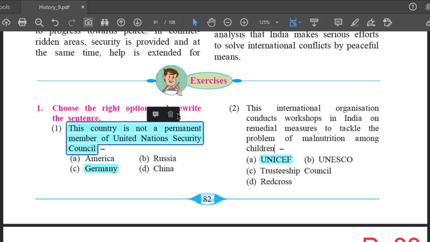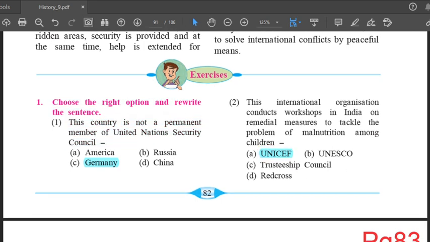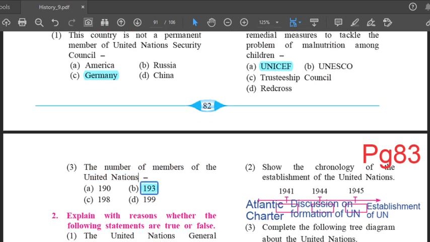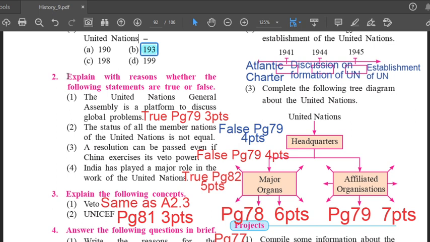Next, we'll see the next question. The third one, that's on page number 83. The number of members of the United Nations. The answer is 193.